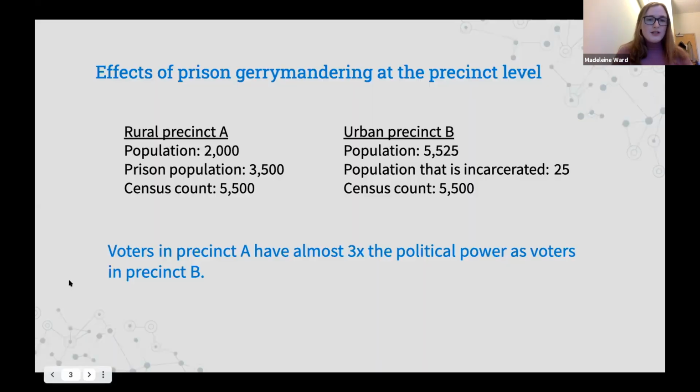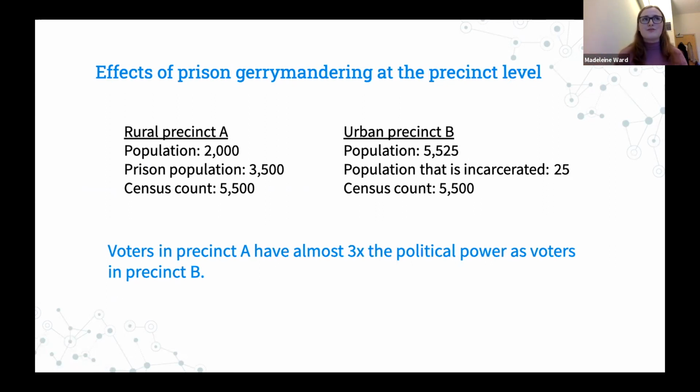So to get into an example of the effects of prison gerrymandering at the precinct level, which we mentioned was just the voting level, consider two precincts, one in a rural area, A, and one in an urban area, B. These are based on real precincts in Pennsylvania. In precinct A, which is in a rural area, the population of the precinct is 2,000, but there's a large prison there with a population of 3,500.